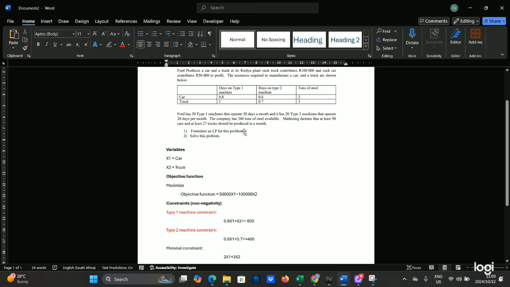produce here, it can't exceed the available steel, right? Because if you exceed the steel that you have, you're going to require more steel. So we can't exceed this 360, which means whatever cars and trucks are going to be produced, their steel requirement shouldn't exceed the 360, so your constraint should be less than or equal to, right?